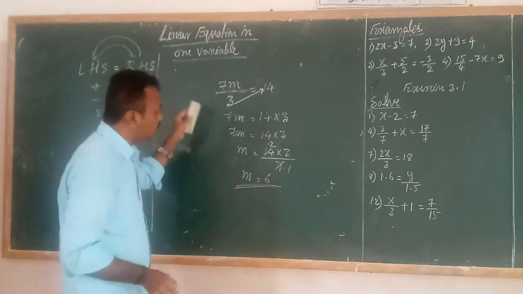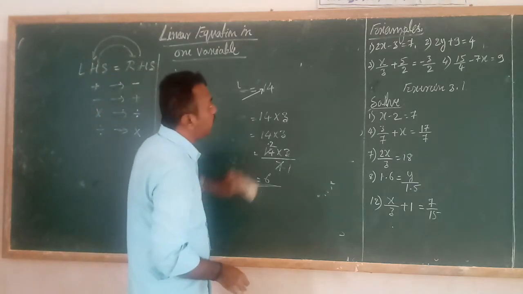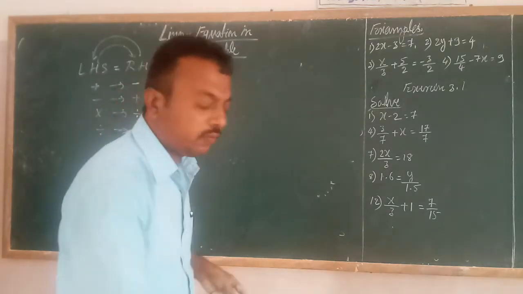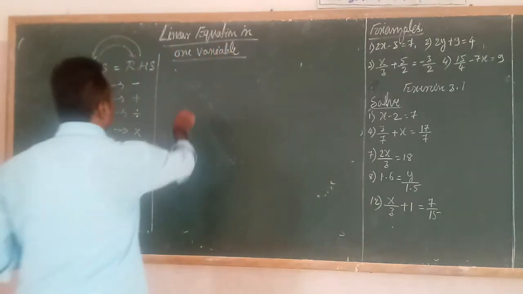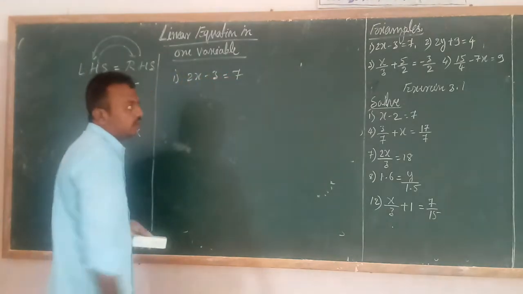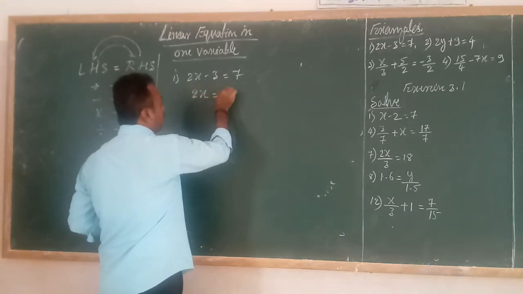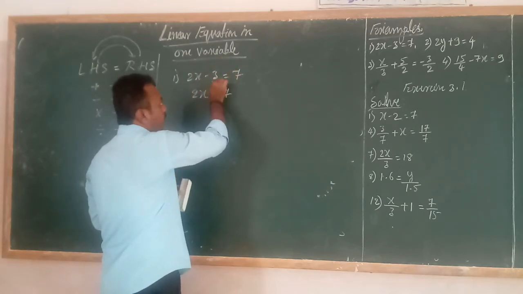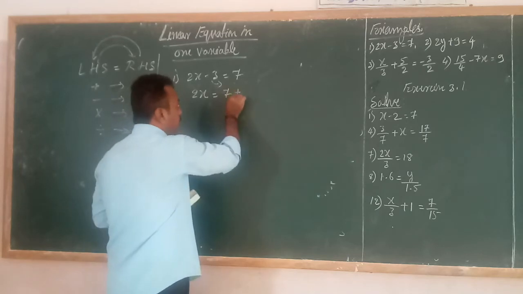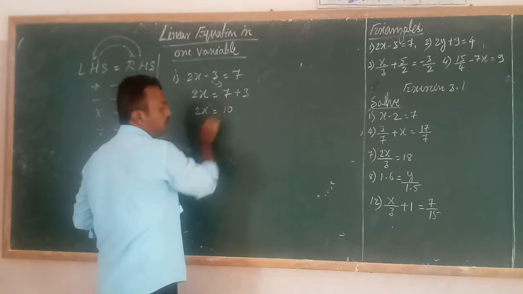So like this we have to solve linear equations in one variable. Now I will go directly to example problems in your textbook. 2x minus 3 is equal to 7. See students, I will show now. 2x I will write as it is. 7 I will write as it is. Minus 3 I will send from the LHS to the RHS. Minus 3 becomes plus 3. So now 2x is equal to 7 plus 3, which becomes 10.